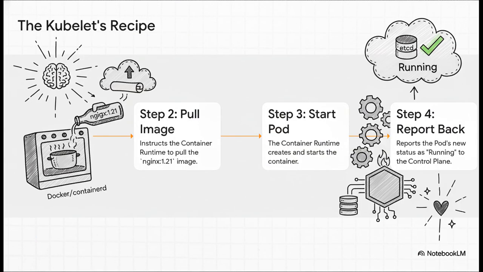And this is where the YAML file finally becomes reality. The kubelet reads the pod's recipe. It then tells the container runtime, you can think of this as the oven, like Docker or Containerd, hey, go pull the nginx 1.21 image. The runtime grabs the image, creates the container, sets up all its networking and storage, and starts it up. And as soon as it's up, the kubelet reports back to the control plane, updating the current state in etcd to running. And just like that, our application is alive.